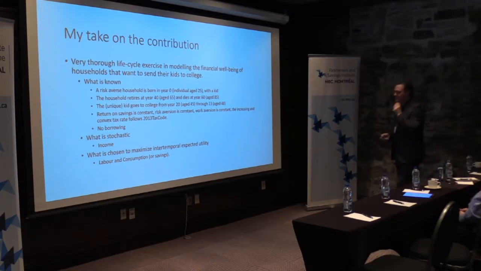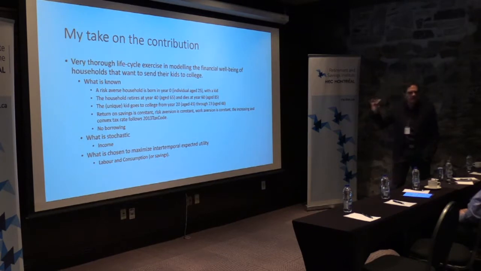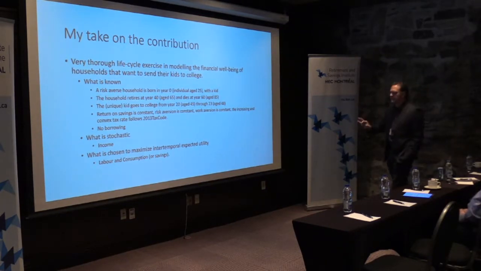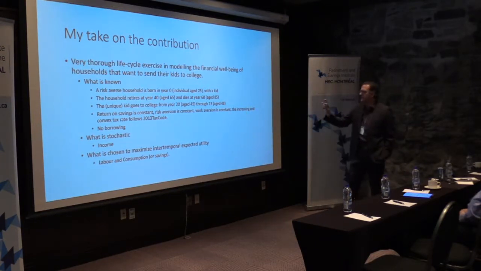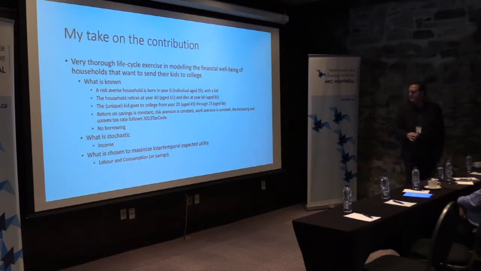So my take on the contribution: a very thorough life cycle exercise. A lot of things are known, and when I say known, I mean they're fixed. They don't change, there's no risk on them. A risk-averse household is born at year 0, retires at year 40, the kid goes to college from year 20 through 23, and they die at year 60. So these are fixed parameters.